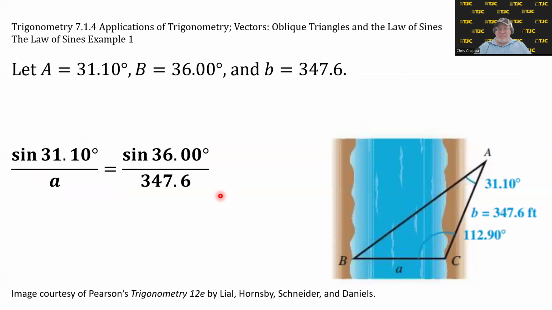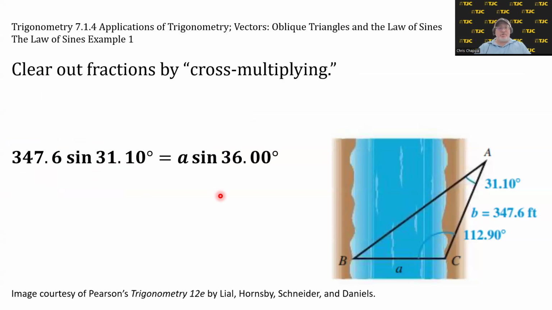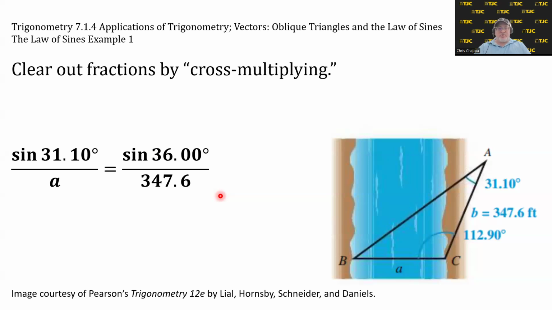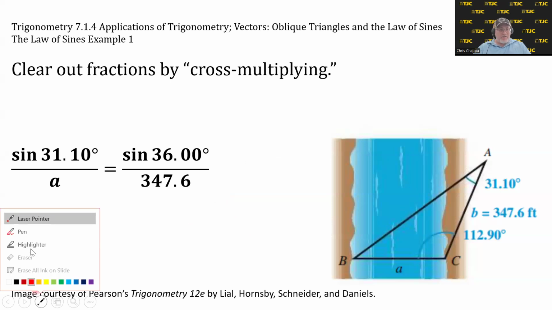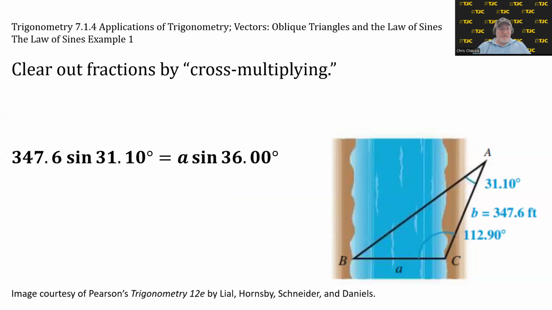There's the setup. We can cross multiply. That'll give us 347.6 times sine of 31.10 degrees equals A times sine of 36.00 degrees. Again, if cross multiplying is one of those things that make you go, wait a minute, what's going on? Cross multiplying is one of those things that people tend to just want to do, and sometimes it's the wrong time to do it. The only time to cross multiply is when you have one fraction equal to one fraction, and you want to get rid of the fractions. So cross multiply and you get this.